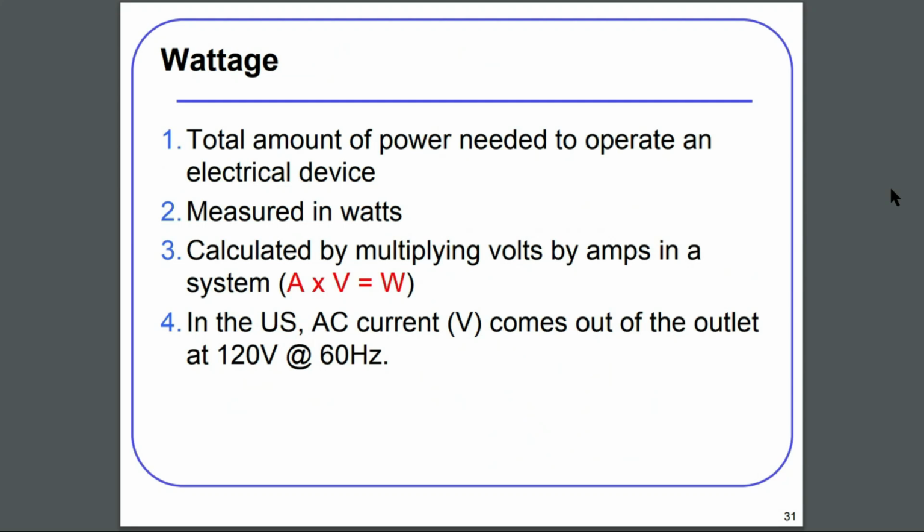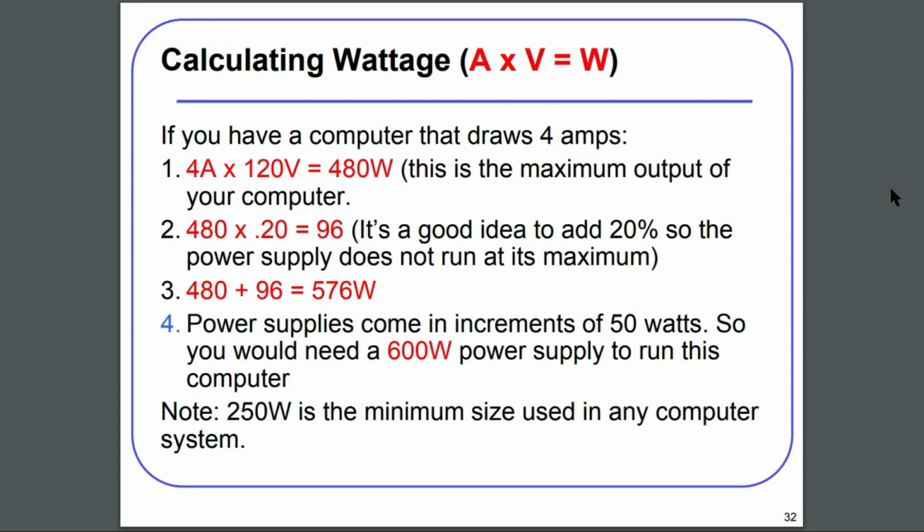So what is the meaning of wattage? It is the total amount of power needed to operate an electric device, measured in watts. It is calculated by multiplying volts by amperes in a system: amperes times volts equals wattage. In the US, AC current comes out of the outlet at 120 volts at a rate of 60 Hz. In this slide, we can check how to calculate wattage.